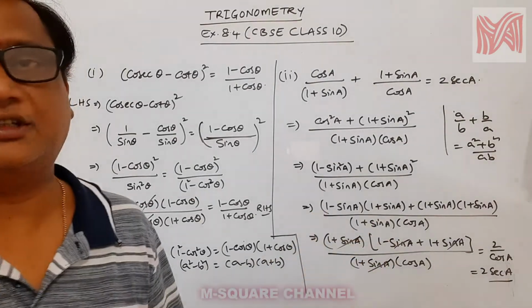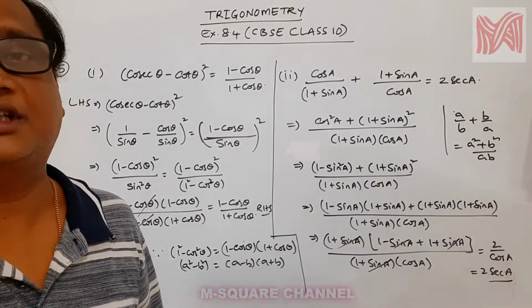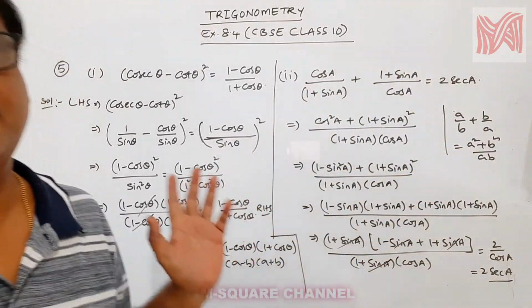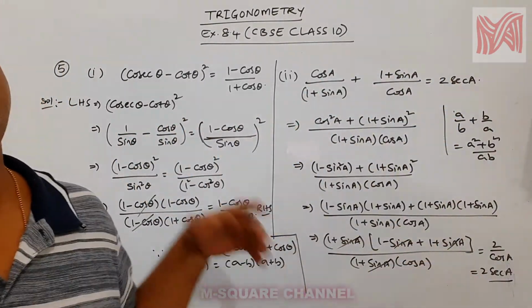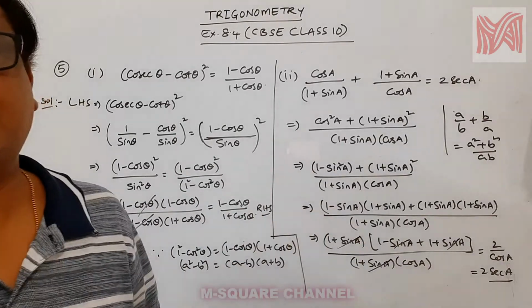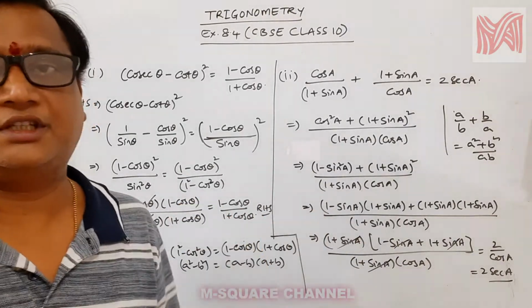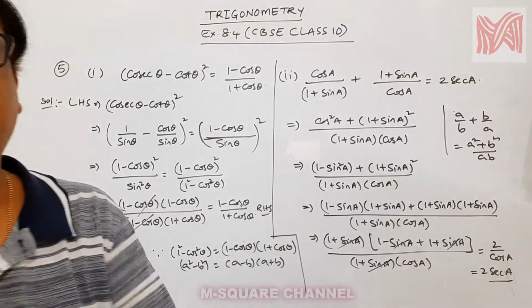So many methods are there in trigonometry. You can go from right hand side to left hand side, or anywhere to anywhere you can get the answer, but choose the best method. That is the important thing.